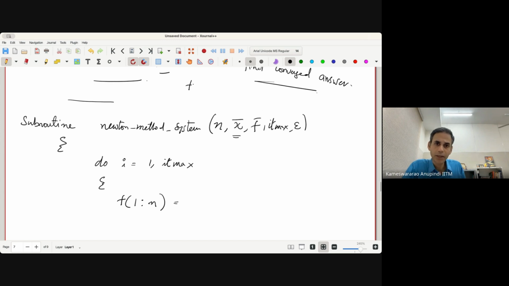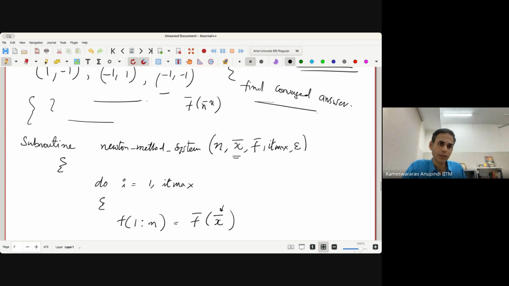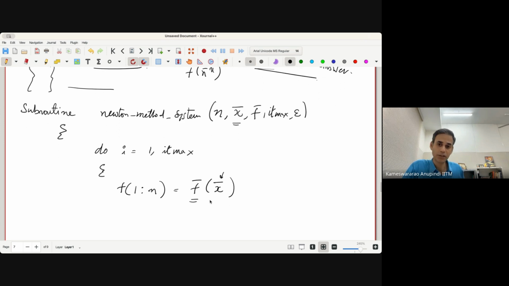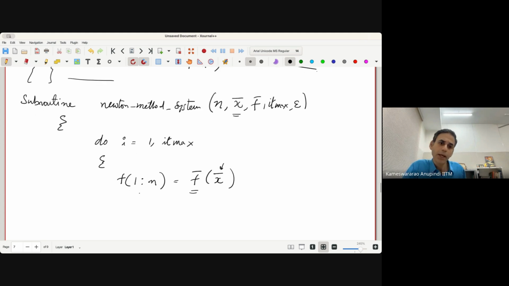So in the f bar, I'm going to substitute whatever is the initial guess. Here I'm going to substitute all the initial guesses, and then each of the functions is going to give me a value, right? So that's going to be one column vector, which I'm calling f of 1 to n. That is the column vector, and f bar is the analytical expression for the functions, could be like x square plus y square minus 2 and so on. Then I need to also calculate the Jacobian, right?